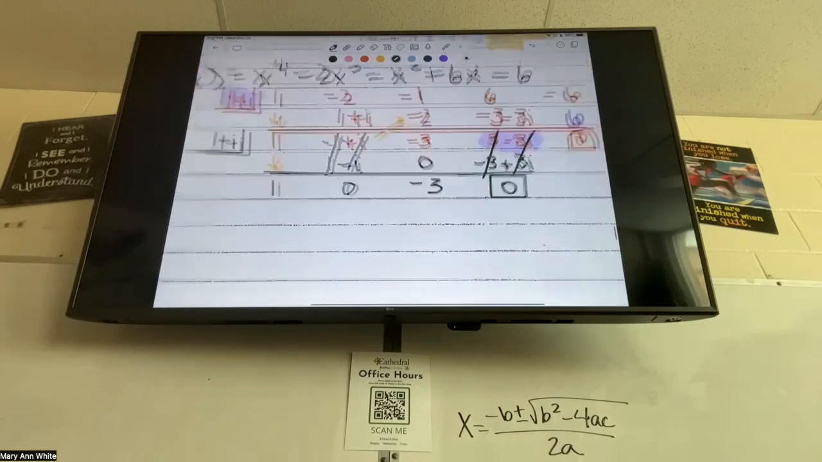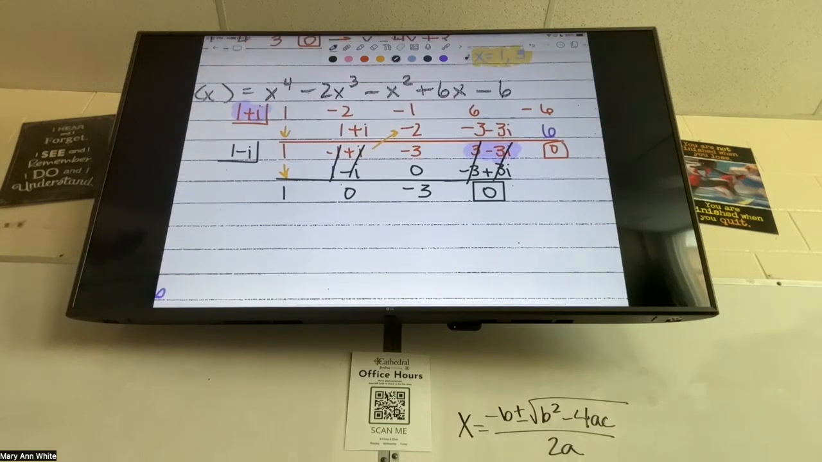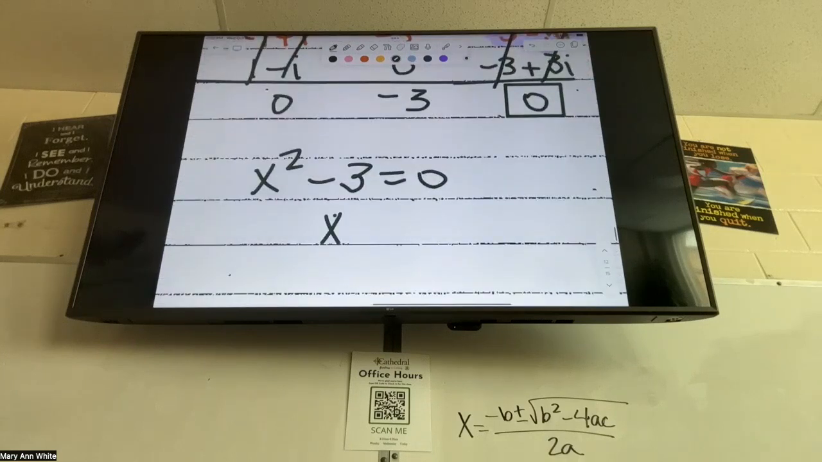Now, the very last step I need to do is what? Good, make it a polynomial, x squared minus 3. And then can you solve for x? Yeah, it's exactly like we did last time. I didn't mean for those to be the same, but they just happen to be. So I get x squared equals 3, so x equals plus or minus root 3.